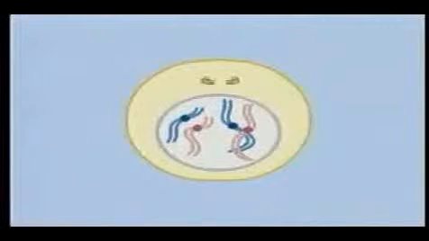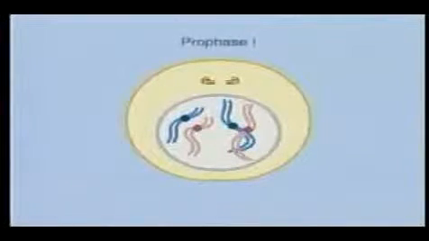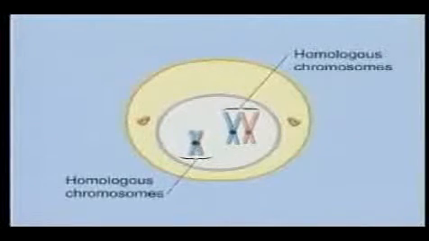Homologous chromosomes begin to group together. Meiosis I begins. The first phase of meiosis I is prophase I. During prophase I, the centriole pairs move to opposite sides of the cell. The chromosomes condense. The homologous chromosomes are tangled together.